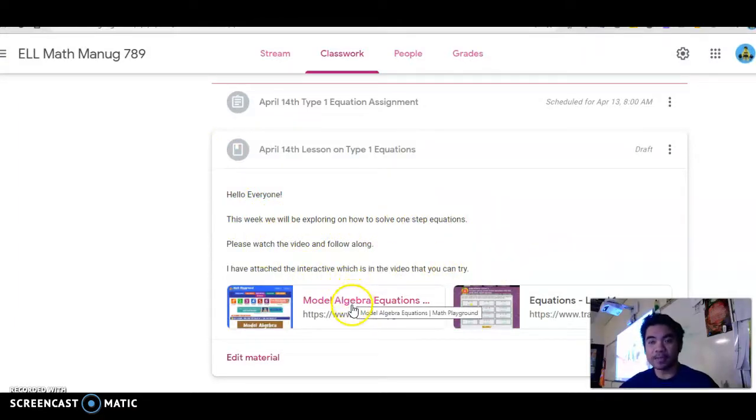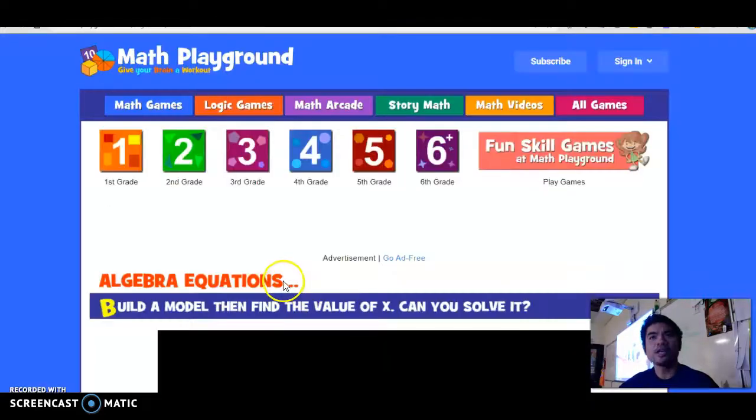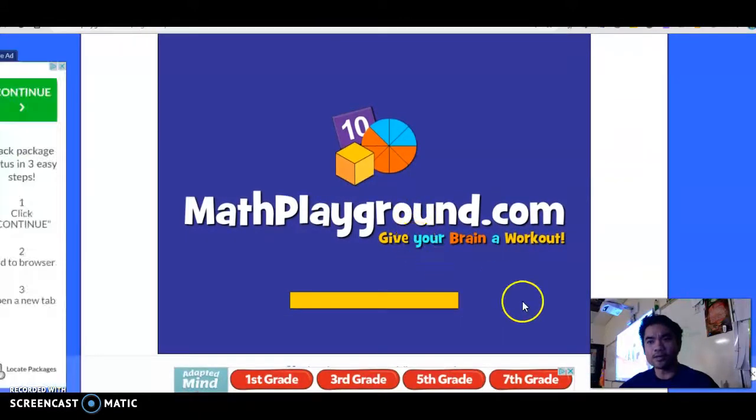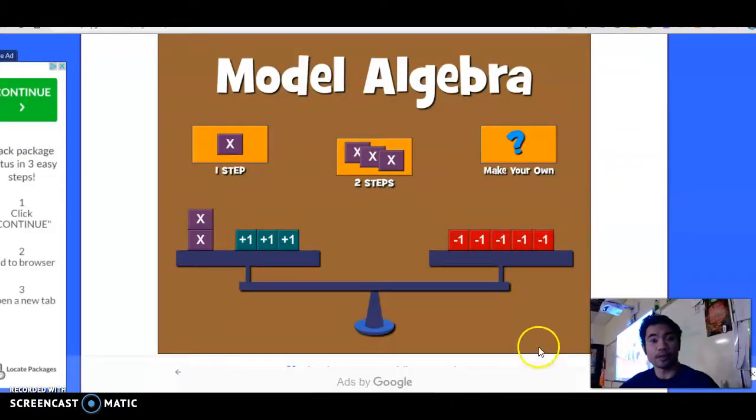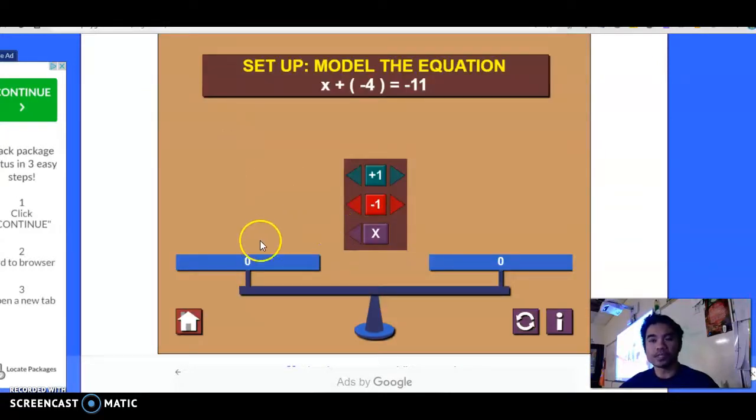So, for today, I'm going to click on this one, Model Algebra Equations. You have seen this before, but I think it's good practice for all of us, right? So, let's look at one-step equations. This thing is called a balance beam, right? The balance beam. Now, we know that the left side must equal the right side, okay? They must be the same, okay?